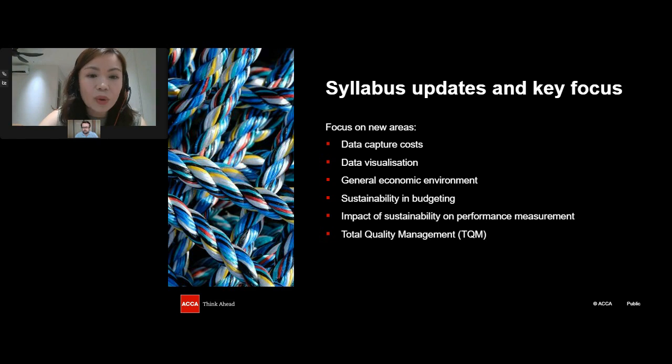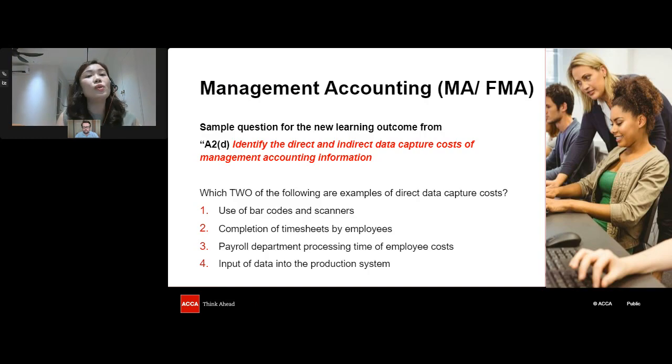And of course, the next point, the impact of sustainability on performance management. They have even included the area of total quality management with more focus on that, and we understand that this relates to continuous improvement as well. So these all provide support to your future studies. And for now, let's have a look at the last sample question that we're going to see today. All right, so that's for management accounting, MA, FMA.